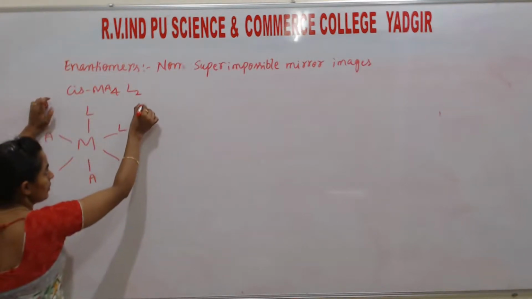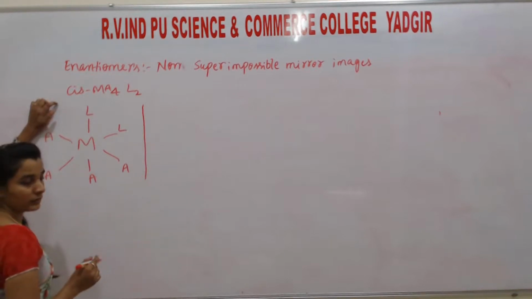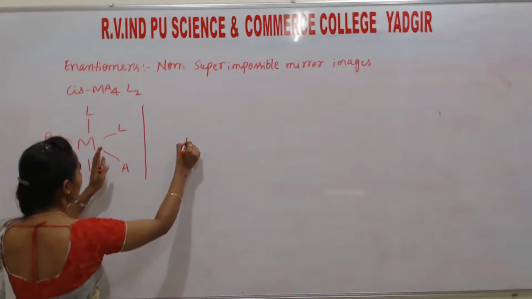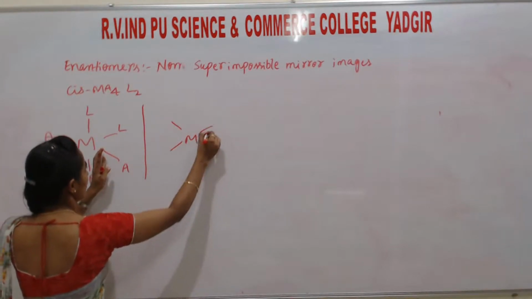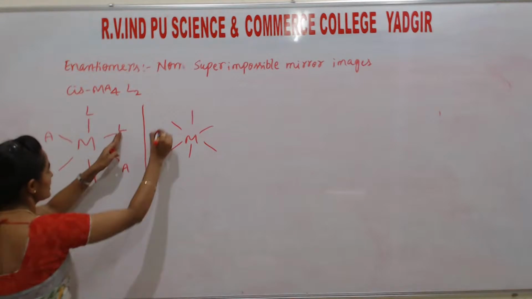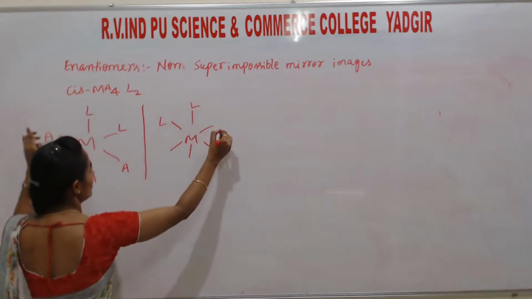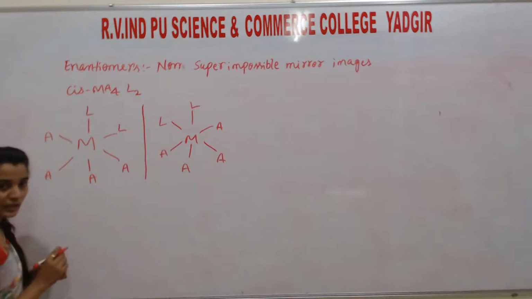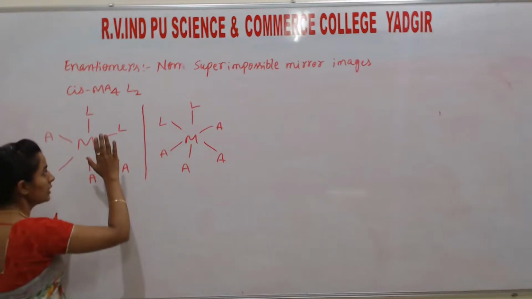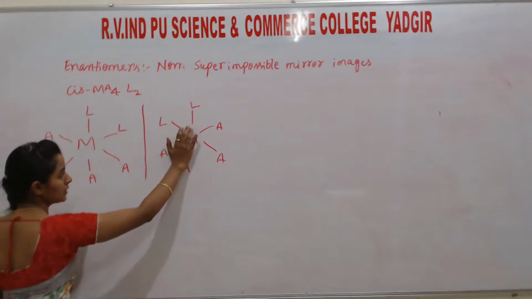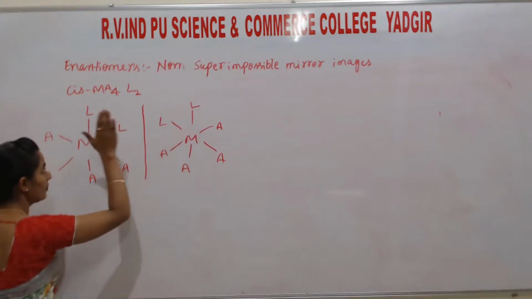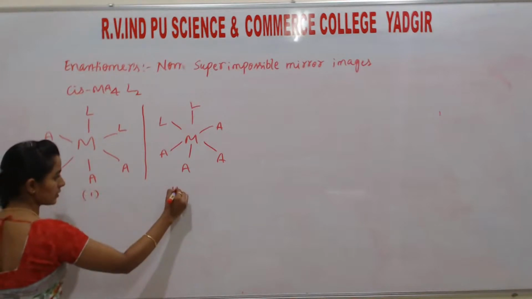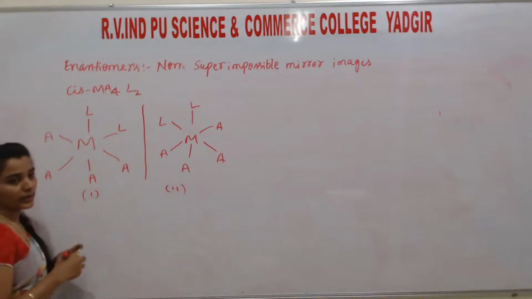If you place a mirror in front of this, it will appear like this: the L here, the L here, A, and so on. So listen students, if we take this isomer and place it above this one, first this is structure 1 and this is structure 2. These two are mirror images.